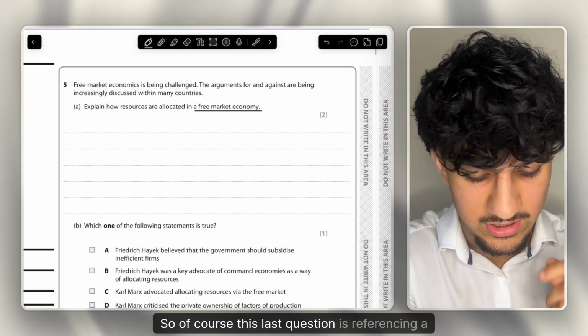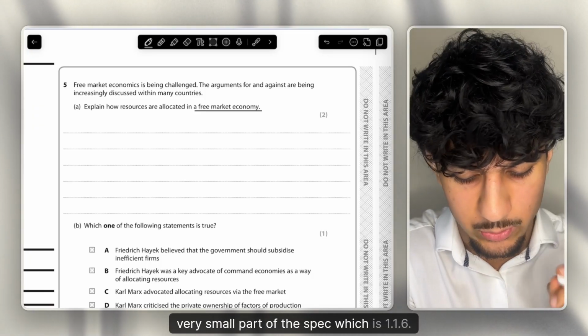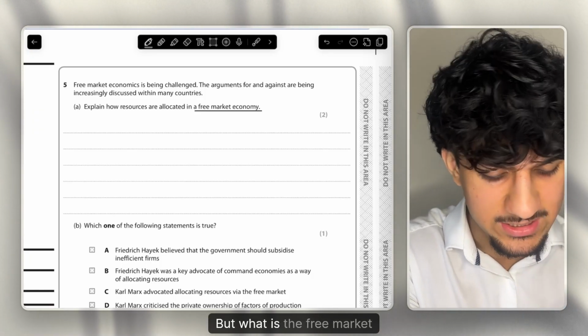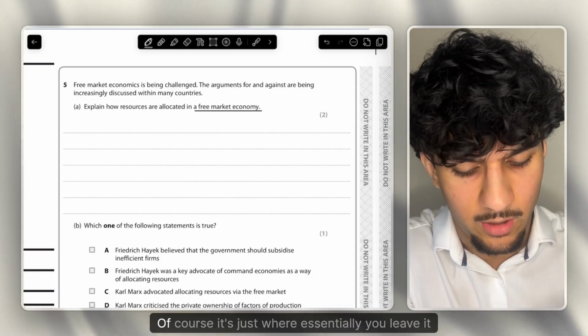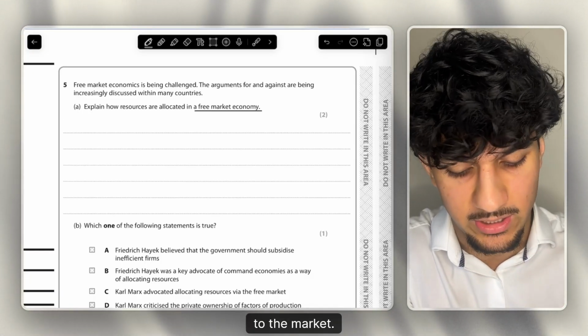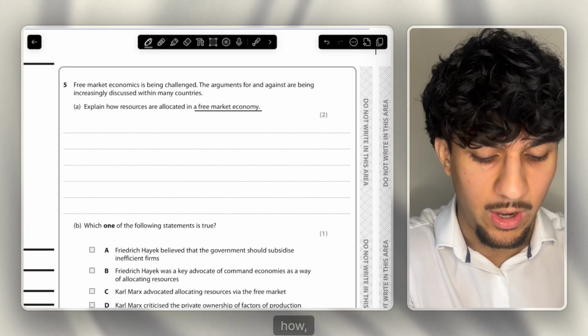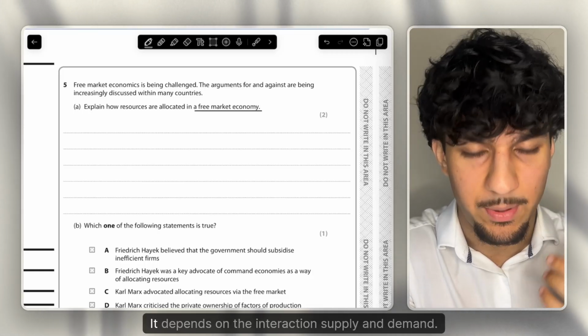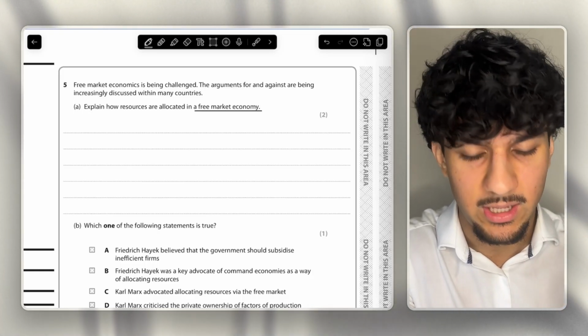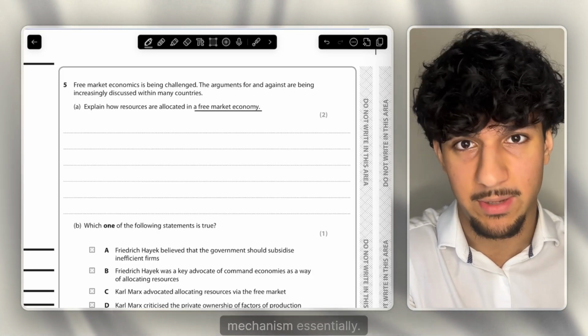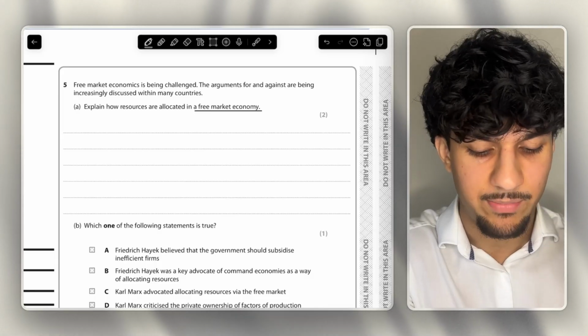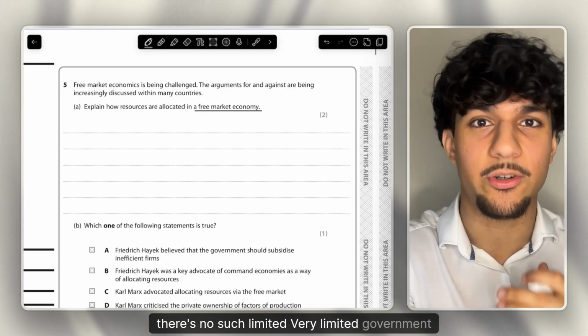So of course this last question is referencing a very small part of the spec, which is 1.1.6. But what is the free market economy? Of course, it's just where essentially you leave it to the market. So how are resources allocated? It depends on the interaction of supply and demand. It depends on the interaction of the price mechanism, essentially. And the main thing is there's very limited government intervention.